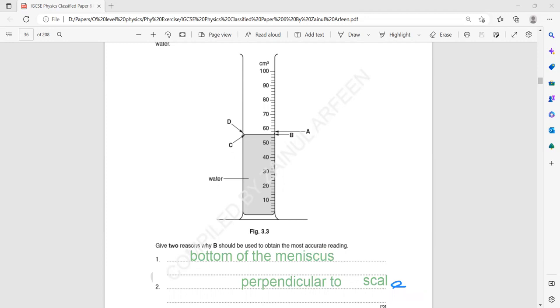Perpendicular to the reading. Perpendicular, 90 degrees. Because if you check, this is making a 90 degree angle. Not parallel, so it is perpendicular to the scale. And another thing you can say, it is also accurate because that is the side where there are markings. So you can mention reading the bottom of the meniscus, or looking perpendicular, avoiding parallax error, and the side where we have markings, that side we are reading. That's why it's the more accurate position.